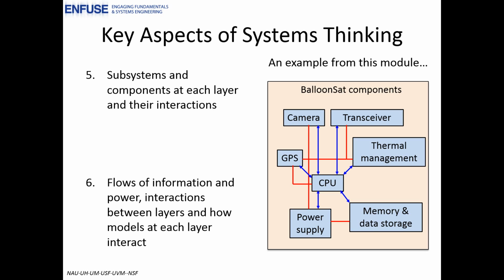So power is all connected by these red lines. From the power supply, we're powering up all of the electronic components here, and the flow of information is represented by these blue arrows. So the CPU basically is sending information to each thing and calling back information. For example, the GPS will report to the CPU where you are. The camera will feed back images to the CPU once the CPU tells it to take a picture, and so forth.